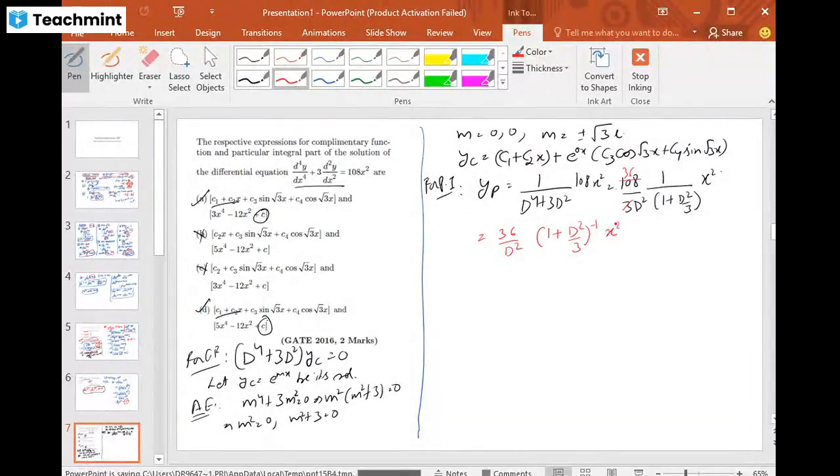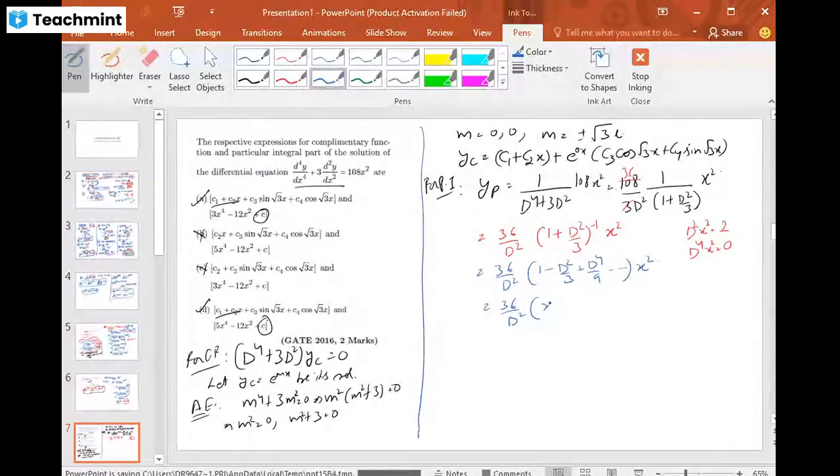and apply binomial expansion. Now here we already have a D square. D square means second order derivative, and second order derivative of x square is 2, and if we take higher power, the fourth order derivative is 0, so it means that we need to expand up to one term only. So this is 36 upon D square times 1 minus D square upon 3 plus D power 4 upon 9 and so on, times x square. So this is 36 upon D square times x square; second order derivative is 2, all higher order derivatives are 0.